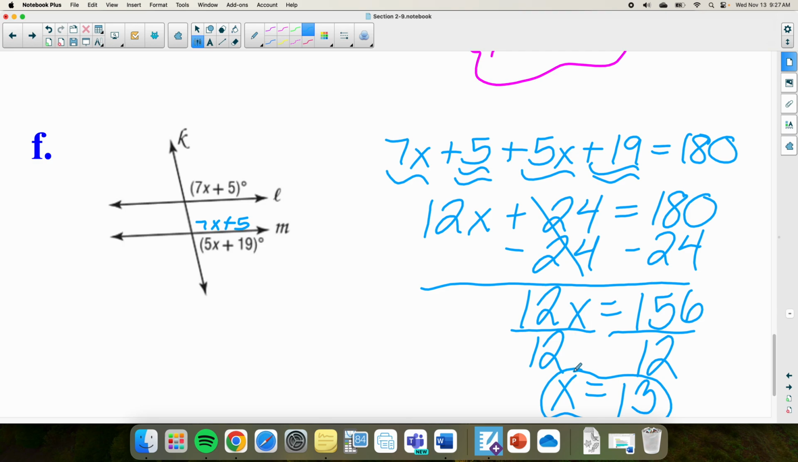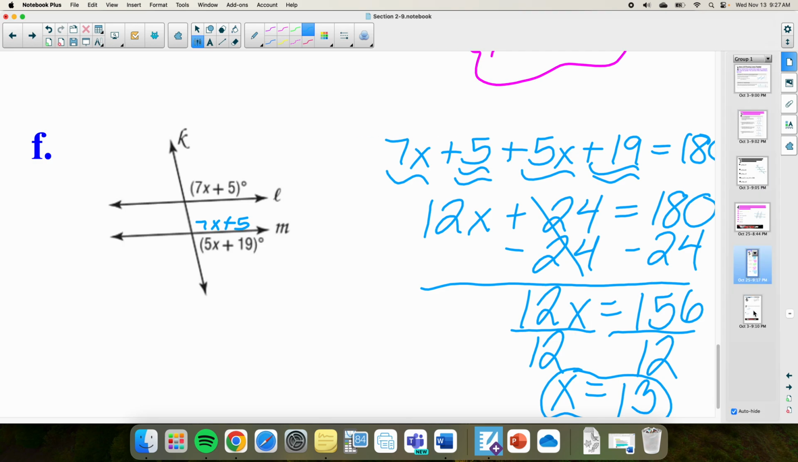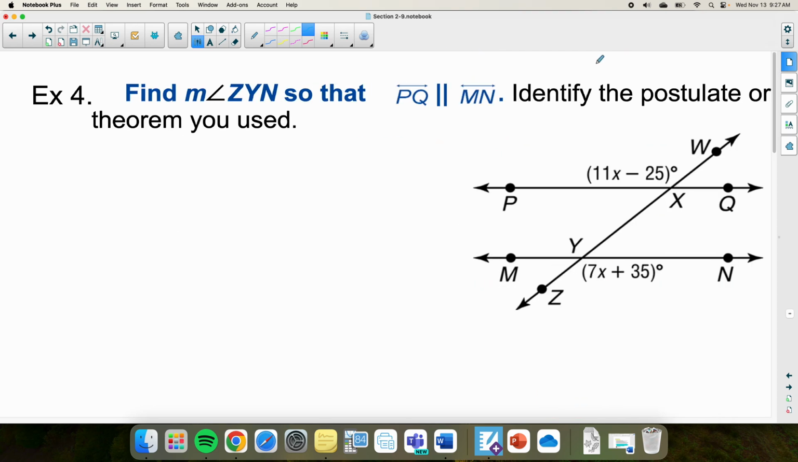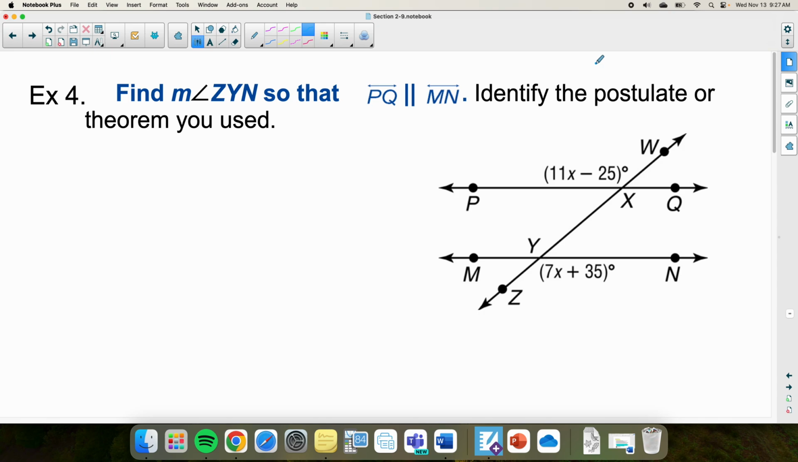Okay. All right, now let's go to our last page here. And this one here is saying to find angle ZYN that makes these two lines parallel. Okay, and then it says identify the postulate or theorem that you used. Don't worry about this today. If they ask you that, you don't have to worry about that. Okay, when you guys look at this, what kind of angles are we given?